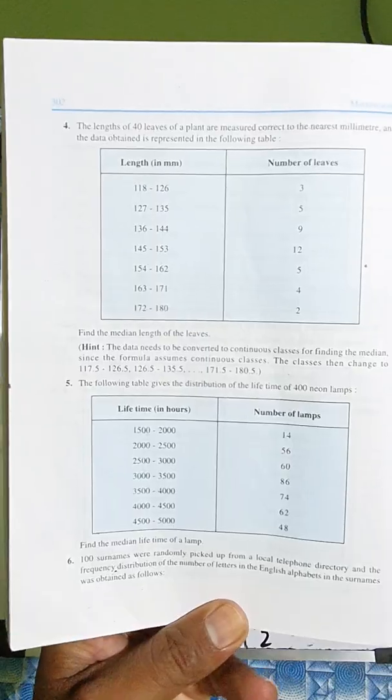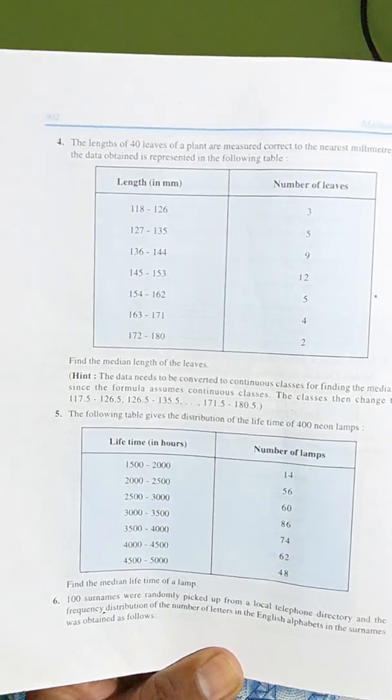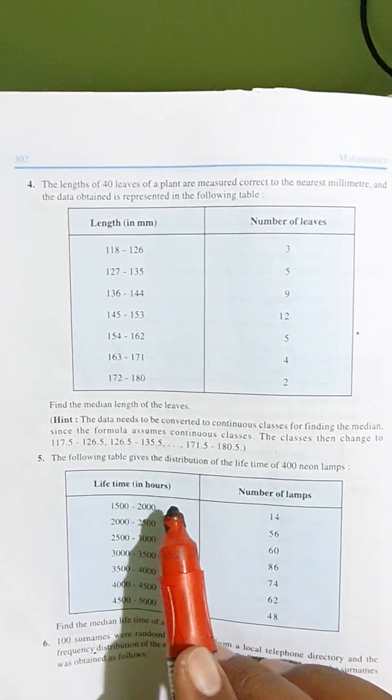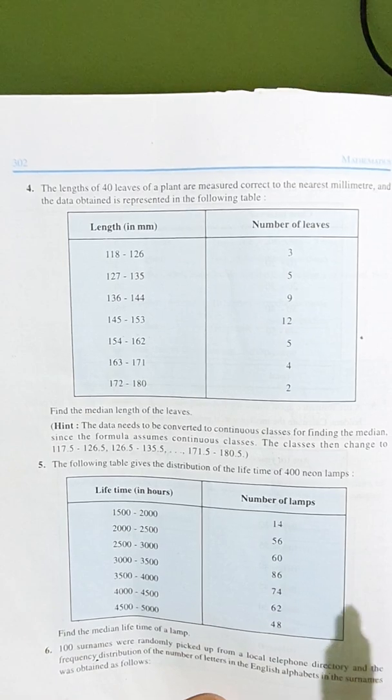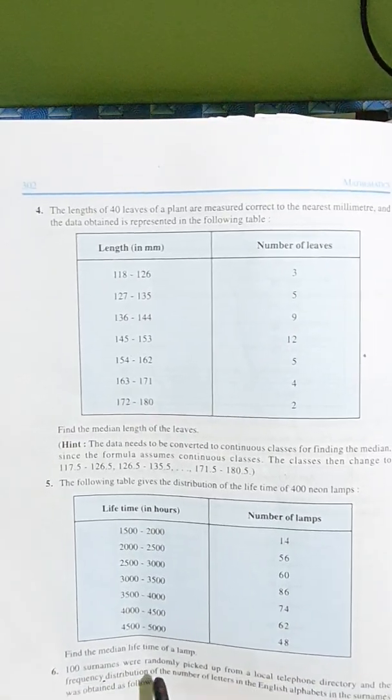Now next question number 5. The following table gives the distribution of the lifetime of 400 neon lamps. Find the median lifetime of a lamp.